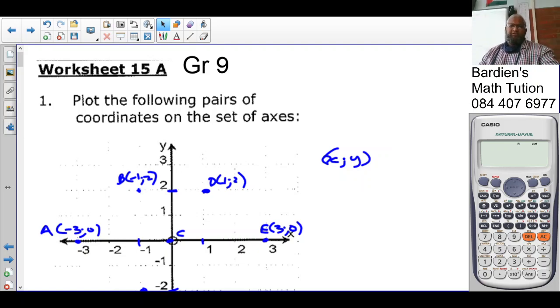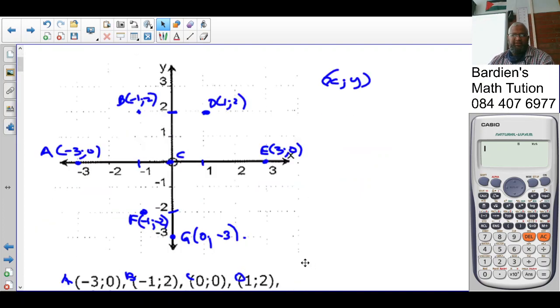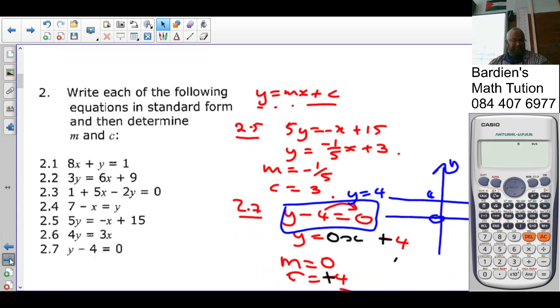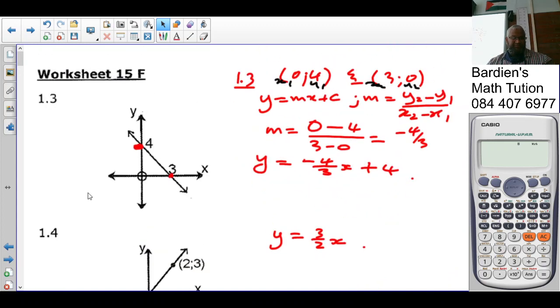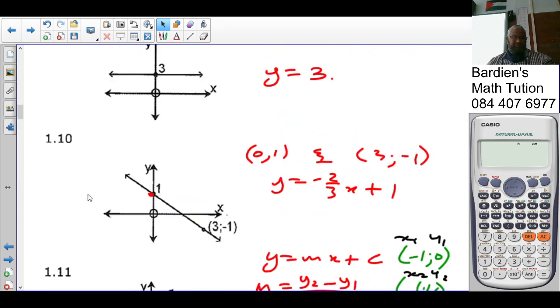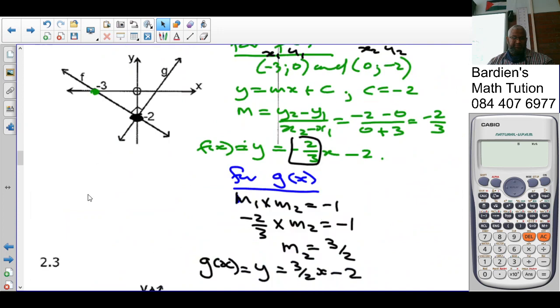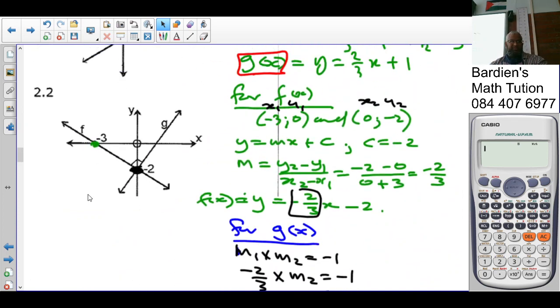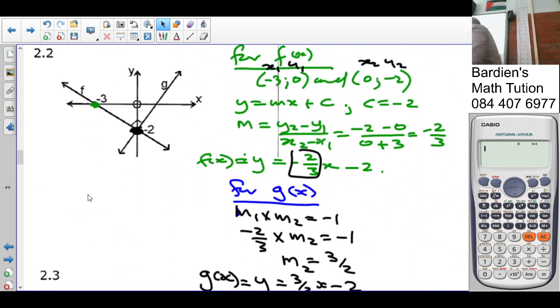Okay, good afternoon. So now we're looking at the worksheet. The video was cut at some point, so I'm going to redo the last question from the beginning. And that is dealing with worksheet 15F, correct? The 15F. Yeah. Okay, so 15F. Number 2.2. Okay, so I'm going to redo 2.2.